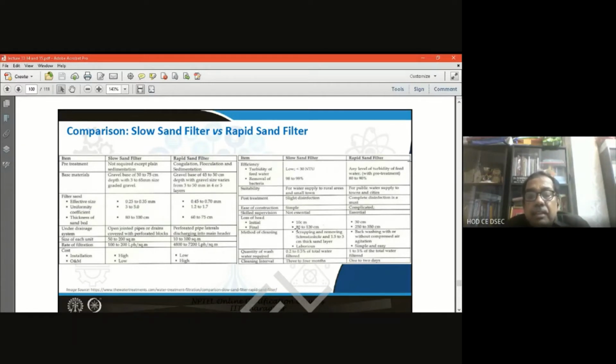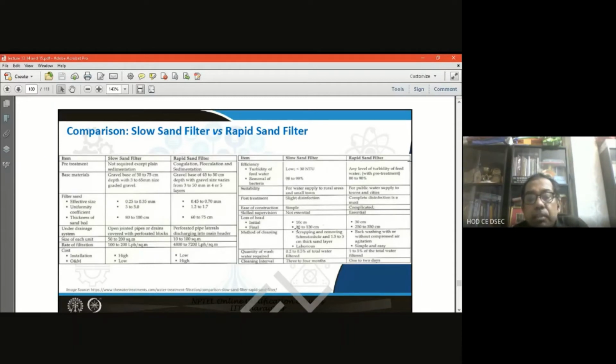Method of cleaning. In case of slow sand filter, we have seen the scraping and removing of the smooth deck, that is the top layer. The smooth deck we remove by scraping a 1.5 to 3 centimeter thick sand layer, and this is laborious. But in case of rapid sand filter, it is backwashing with or without compressed air agitation, and it is simple and easy. It is not laborious.